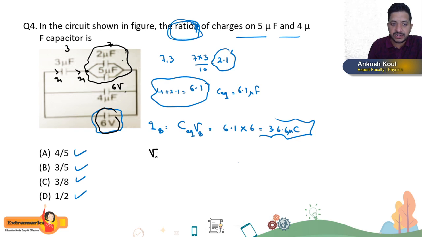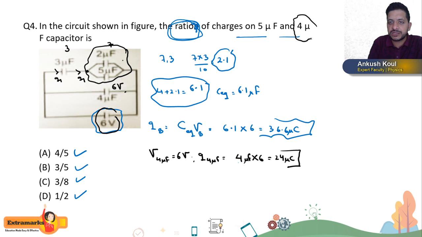So potential across 4 microfarad I know is 6 volt. So charge across 4 microfarad, very easy, Q is equal to CV. So C is 4 microfarad and potential across this is 6. So this is 24 microcoulomb. So one thing about the question is solved: what is the charge on 4 microfarad? That I have done. Now I am left with 5 microfarad.